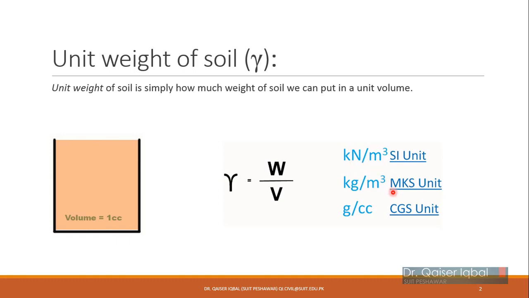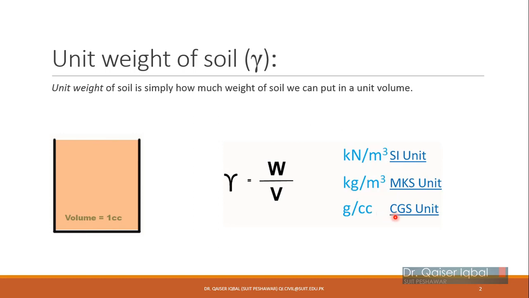If you are using the MKS system, then for weight we use the unit kilogram, and for volume we use the unit of cubic meter. So in 1 cubic meter, how many kgs of material you put, that will be the unit weight of that material. For example, in case of water, we can put 1000 kg in 1 cubic meter. So in MKS units, the unit weight of water will be 1000 kilogram per cubic meter.